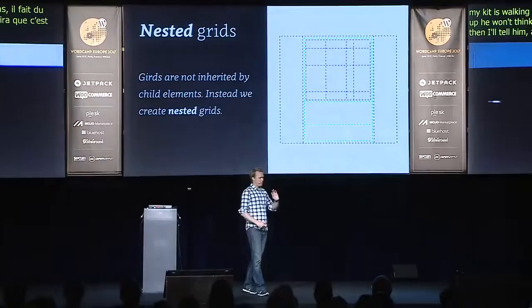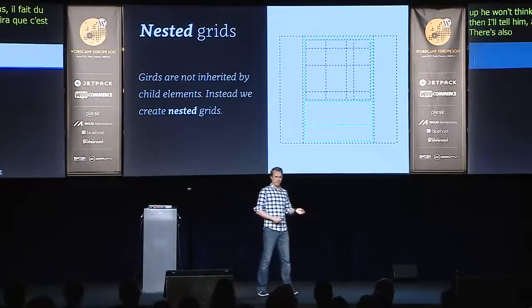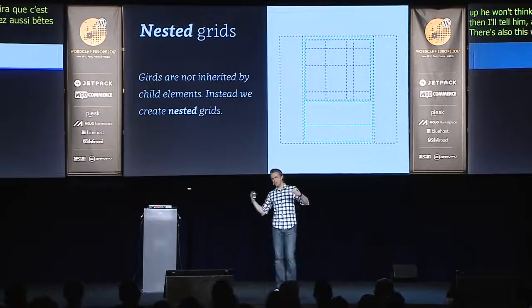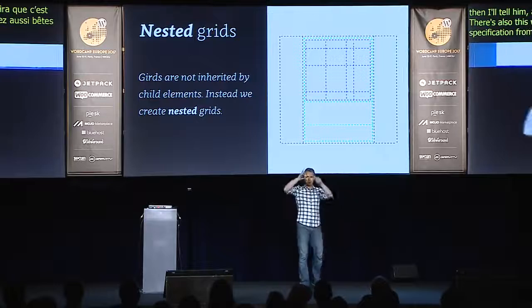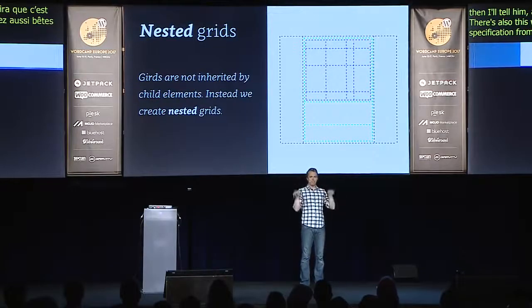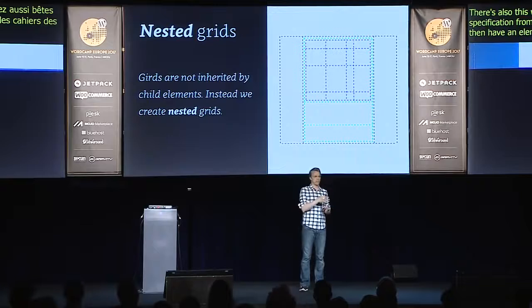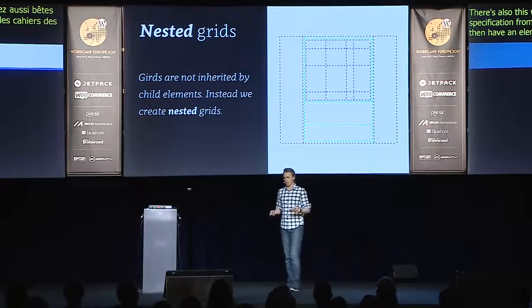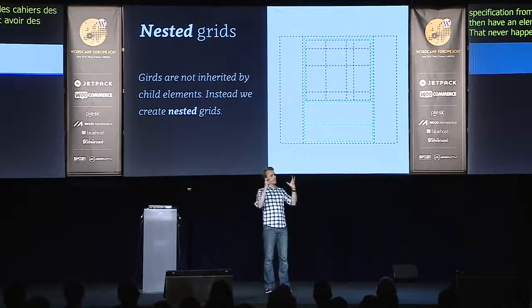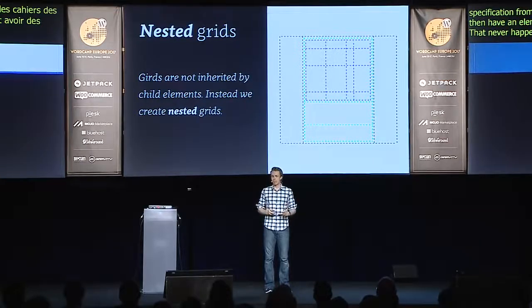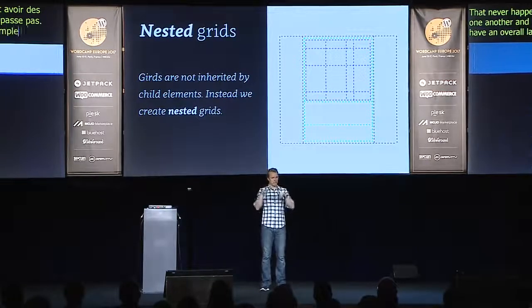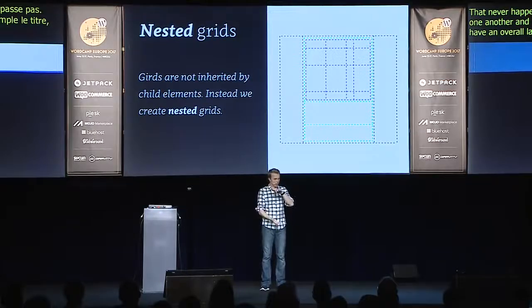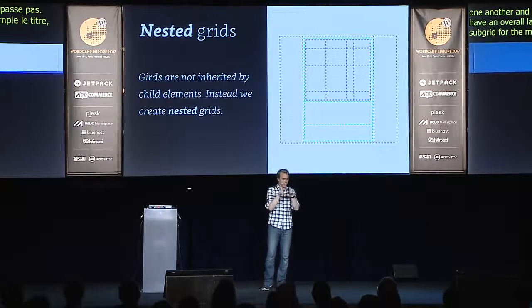There's also this weird little thing called nested grids. Now, in the original grid specification from a couple of years ago, you had the ability to create a grid and then have an element within the grid inherit the grid so you would get consistency. That never happened in browsers. So instead, what we do is we declare multiple grids inside one another. And it turns out that's actually a huge benefit, because then you can say, I have an overall layout grid where I lay out my header, my footer, my sidebar, and so on. Then you can have a subgrid just for the main content layout, and you can even have a grid inside that grid for something else.